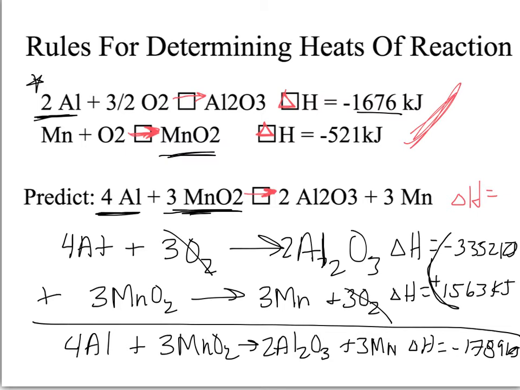So we're going to kick it up a notch. Now we're going to try a problem where I'm not giving you the delta H's for these reactions, but you are going to use your bright green sheet that has the heats of formation. So go ahead and pull that out. We're going to need that, and we'll move on to the next slide.